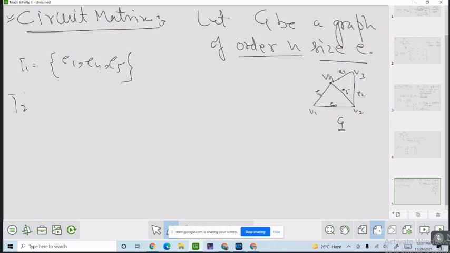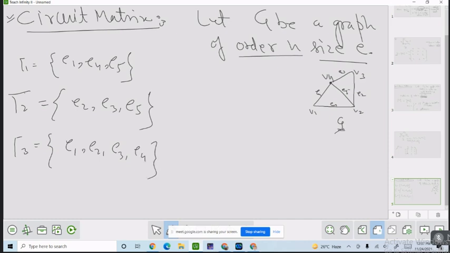Second circuit is E2, E3, E5. And again, third circuit. It is also a circuit. Which one? E1, E2, E3, and E4. So this graph G has only three circuits.